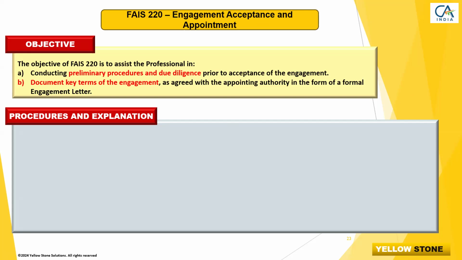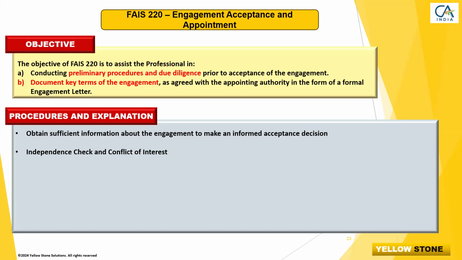So that's the second point: document key terms of the engagement, so that you are ensuring the purpose and scope of the assignment. Obtain sufficient information and do independence checks. In most scenarios, if you are the statutory auditor, you are not allowed to provide any other services. That includes forensic services as well. So make sure that independence is checked too.